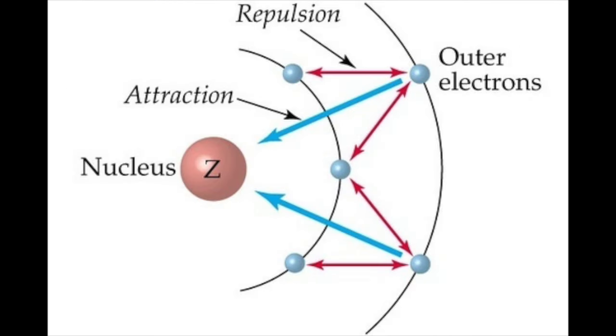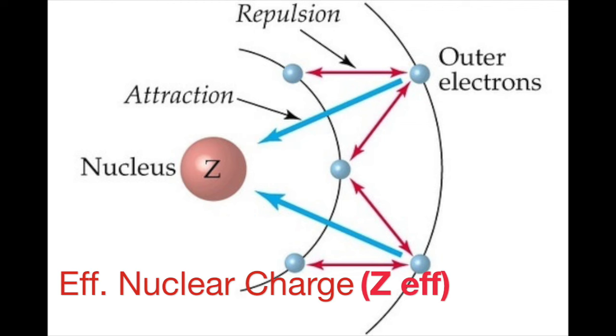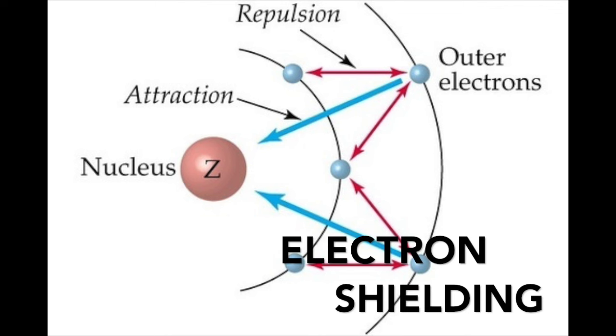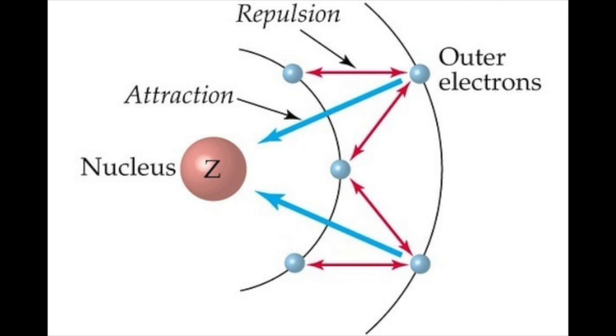Inner electrons shield valence electrons from the nucleus and diminish the actual effective nuclear charge felt by the valence electrons. This is called electron shielding. The greater the shielding, the less attraction is felt by the valence electrons. Therefore, the electron shell has a lower Coulombic attraction and ionization energy.